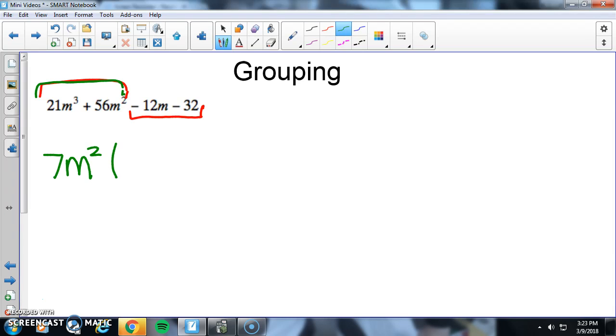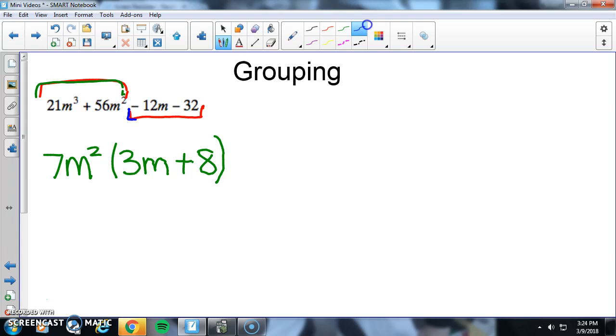That means we would be left in group 1 with 3m, because 21 divided by 7 is 3. If we originally had 3 m's and took out 2 m's, we have 1 m left, plus 56 divided by 7 is 8. M squared divided by m squared is just 1, so 3m plus 8.